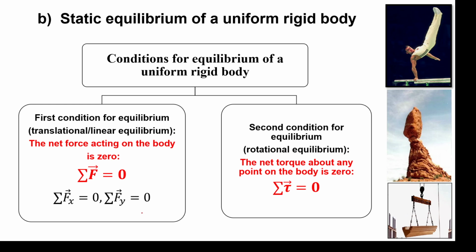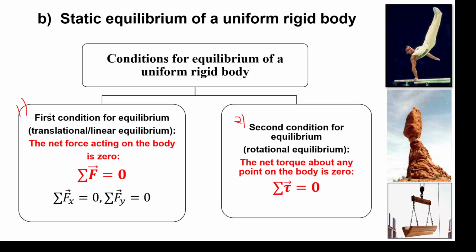The next part we're going to learn is the static equilibrium of a uniform rigid body. Why do we study this? We study this because we want to analyze rotational motion. To better analyze rotational motion, you need the body to be in a state of equilibrium. For the body to be in equilibrium, there are two conditions that you need to achieve.